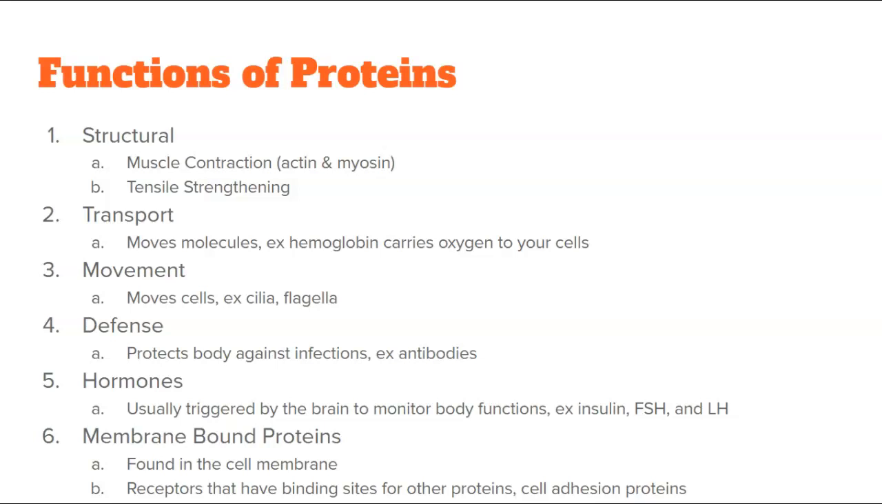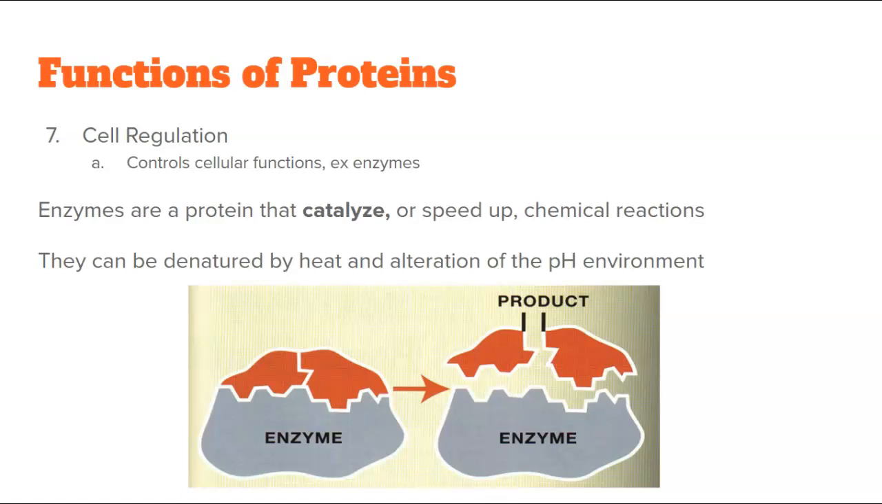And membrane-bound proteins are found in the cell membrane and help with transport in and out of the cell. They have binding sites for other proteins to bind to the cell to allow for additional functions to occur within that cell. And then maybe the one you're most familiar with, cell regulation, so controlling cellular functions, aka enzymes. Enzymes are a special type of protein that catalyze or speed up chemical reactions. Our entire next set of notes is about enzymes, so get ready. They can be denatured by heat and altered by the pH of whatever environment they're in, so heat and pH are like their nemesis, but ideally they will work in their perfect conditions so that they can continue to speed up chemical reactions.